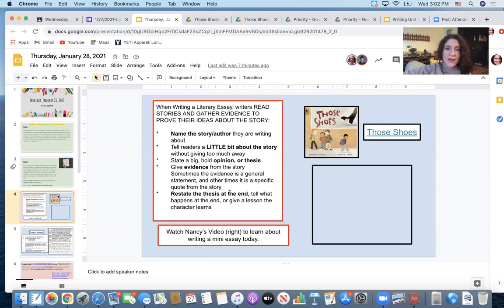All right. And then your last little bit, you'll restate the thesis. Maybe you'll say what happens at the end of the story. Maybe you'll give the lesson that the character learns, depending on what you write. Okay.